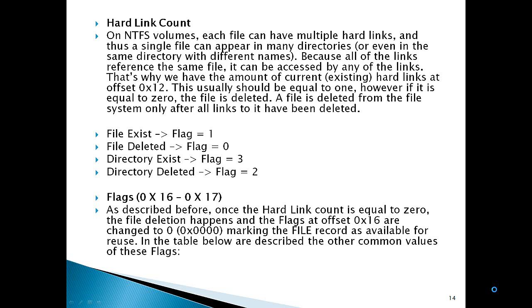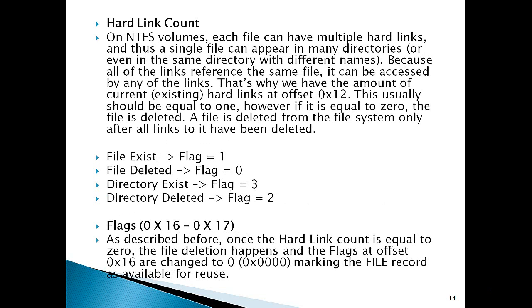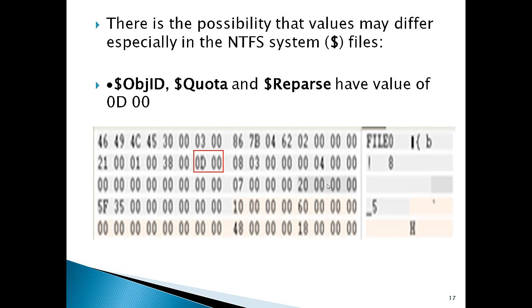Once the hard link count is equal to 0, the file deletion happens and the flags are changed to 0, marking the file record as available for reuse. There is the possibility that values may differ, especially in the NTFS system files.